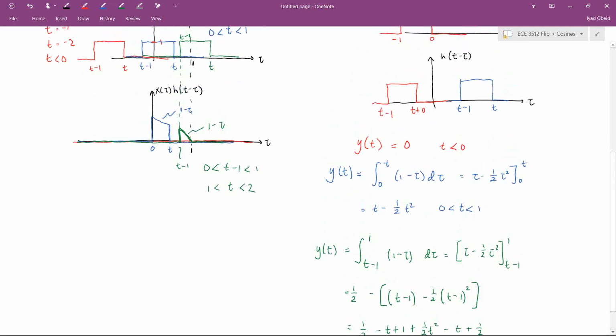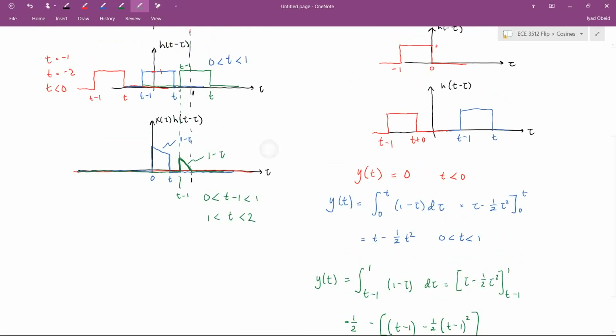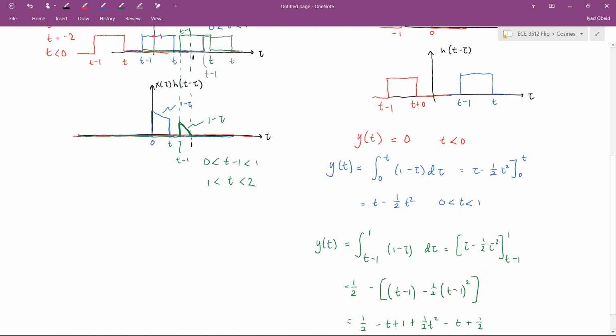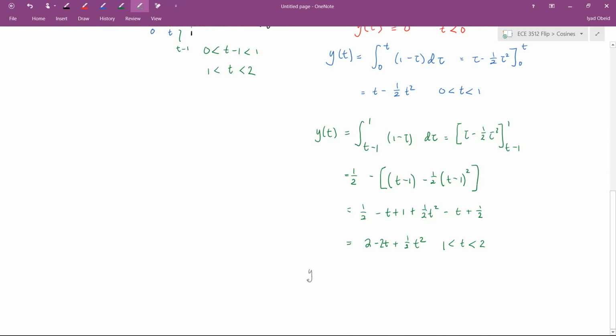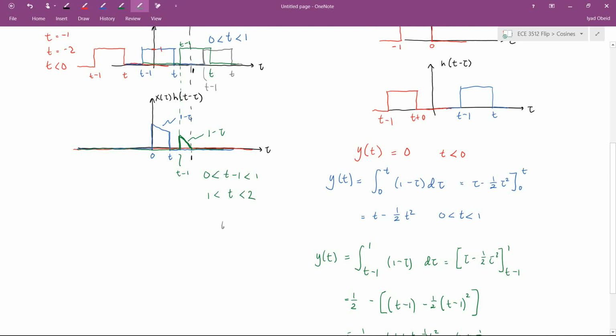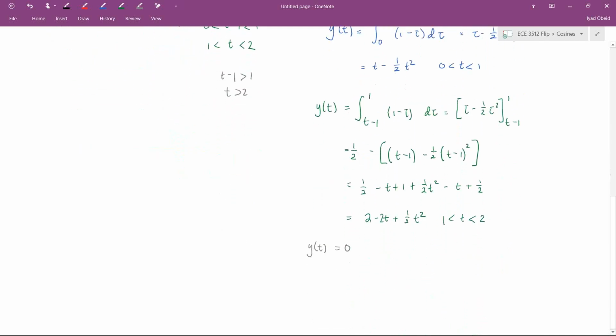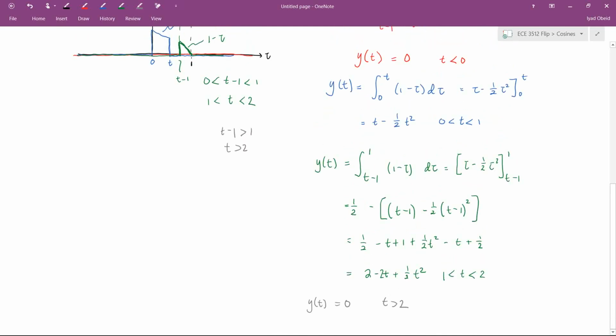And then finally, we have the last case where we shift it even more. Once again, this is t. This is t minus 1. In this case, we're back to having nothing to integrate, because there's no overlap between the two functions. So for that last case, y of t will equal 0 again. That will always be the case when this trailing edge, t minus 1, is greater than 1, or in other words, when t is greater than 2. So t is greater than 2. And now I'm done. I've defined y of t for all time.